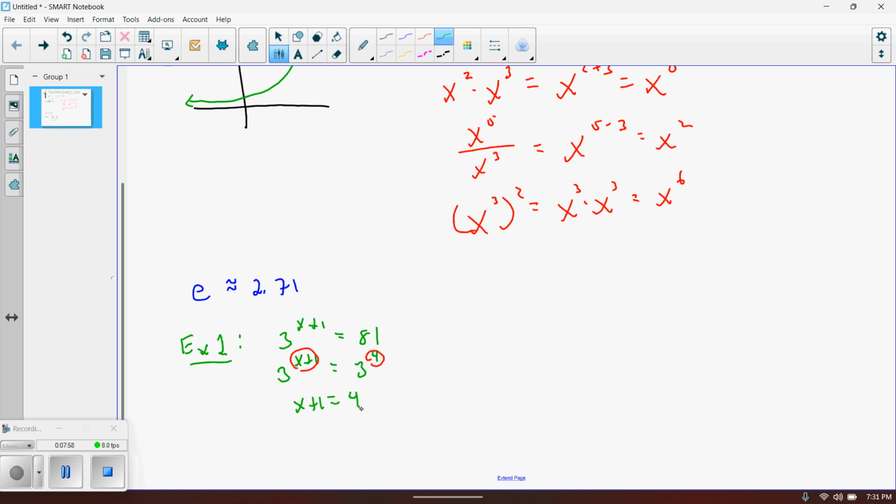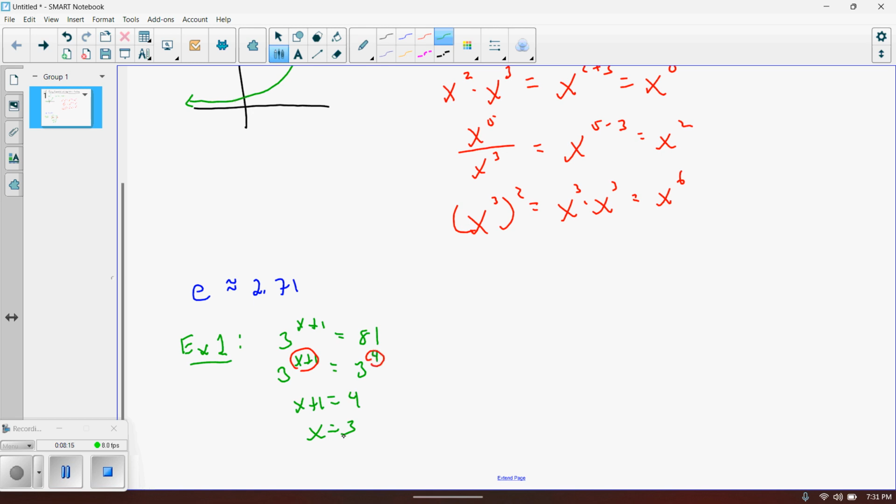So we know that x plus 1 would have to equal 4 in order for this to be a true statement. Subtract 1 on both sides here, and we get that x equals 3. Which makes sense, because if you plug 3 in for x, you would get 3 to the 4th power, which of course is 81.